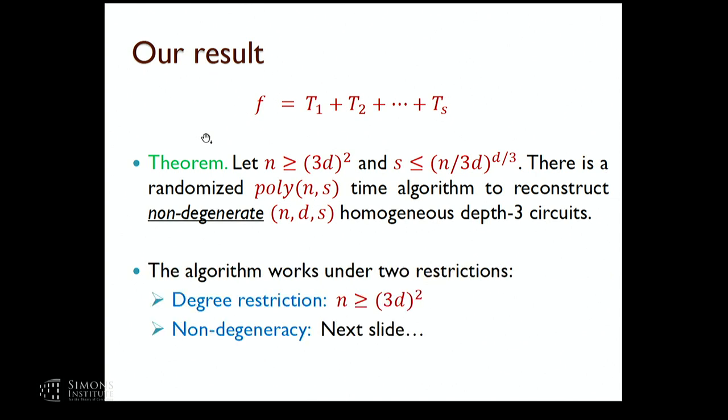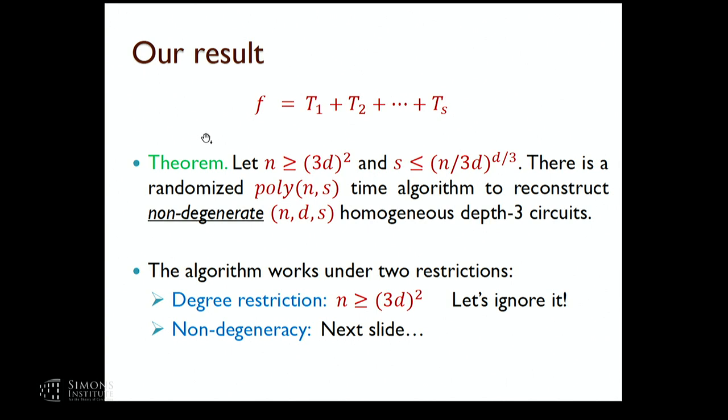But there are two obvious restrictions that make it a partial result. One is the degree restriction, which is that n is larger than d², and of course the main restriction, which is the non-degeneracy restriction. I'm going to explain more what this is in the next slide. But let me quickly say that we can ignore the degree restriction for the moment. Let's not pay too much attention to this.